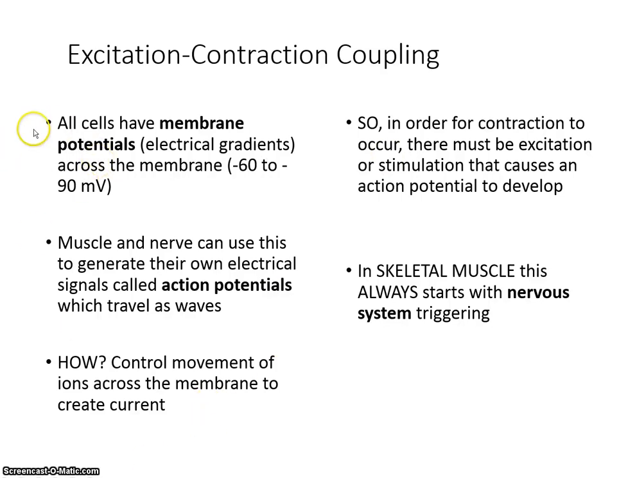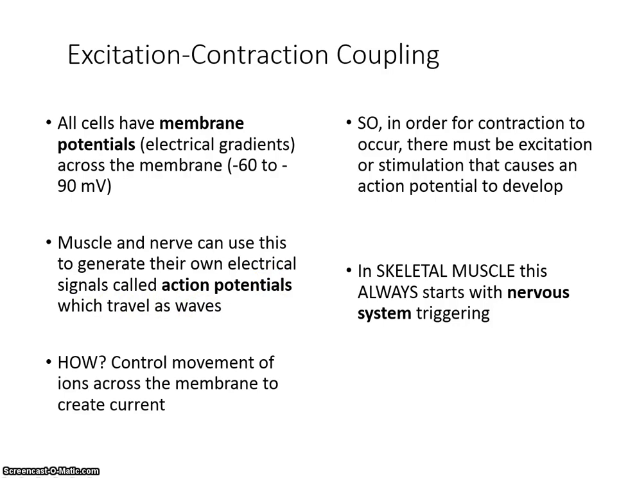Okay, so let's get a few rules here. All cells have membrane potentials. What that means is that there's a difference in the charge across the membrane, and it varies from -60 to -90 millivolts at rest. Muscle and nerve cells can use this potential to generate their own electrical signals that we call action potentials. That's why we say they are excitable. And these action potentials travel in a wave-like pattern.